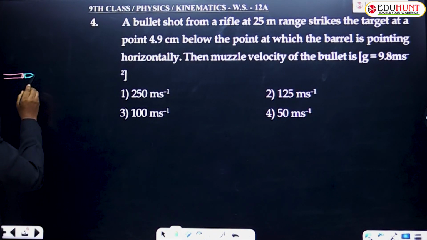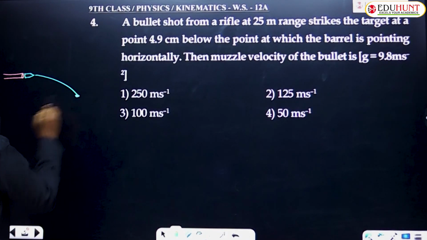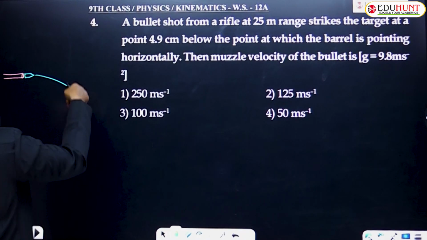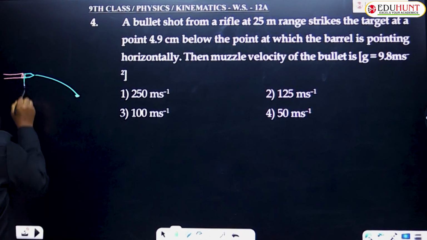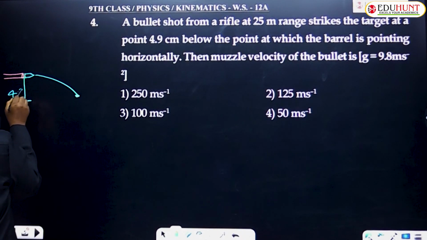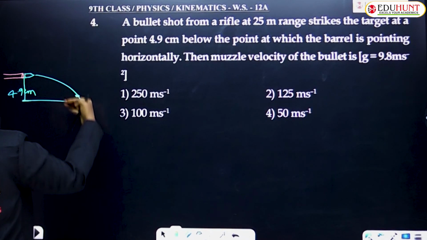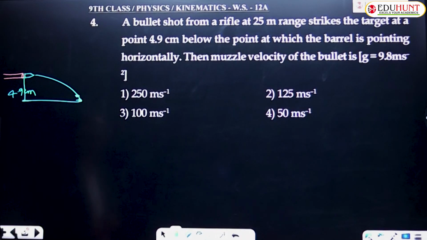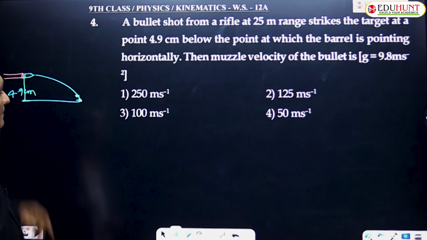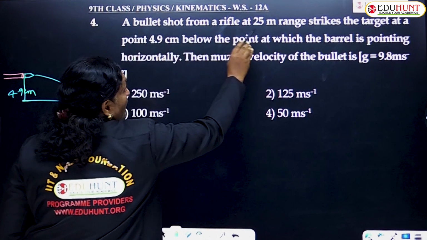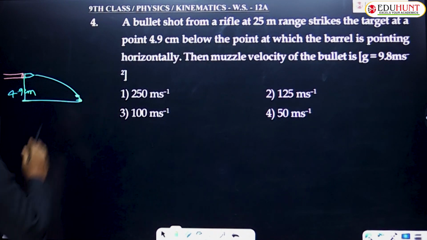This bullet reaches a target, and this target is at a height. How much height lowered? It is given as 4.9 centimeters below that at which the barrel is pointing. The muzzle velocity of the bullet is, and the bullet shot from a rifle.